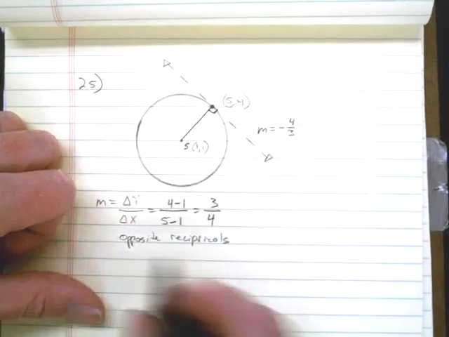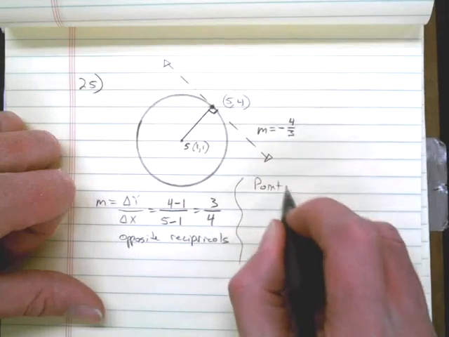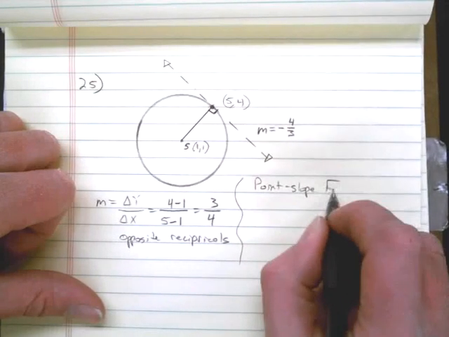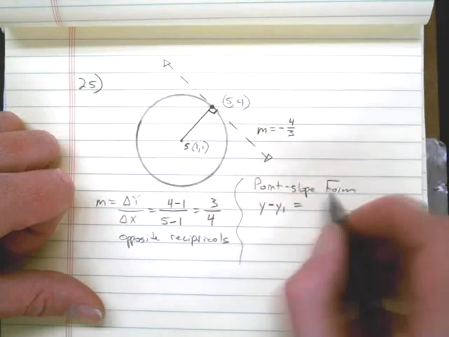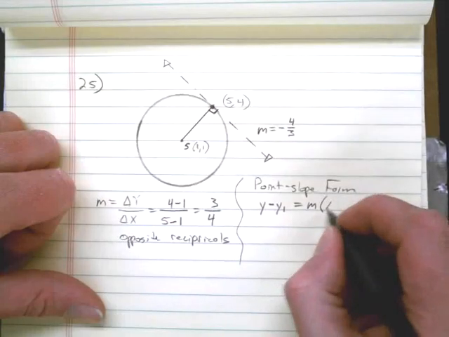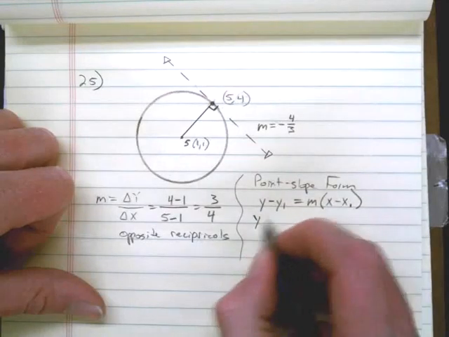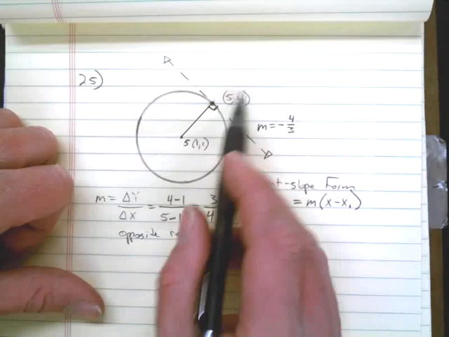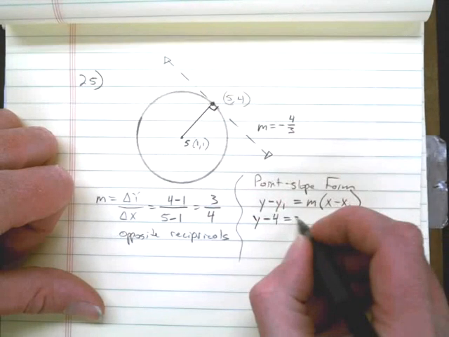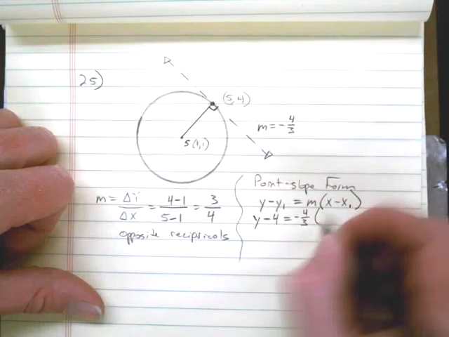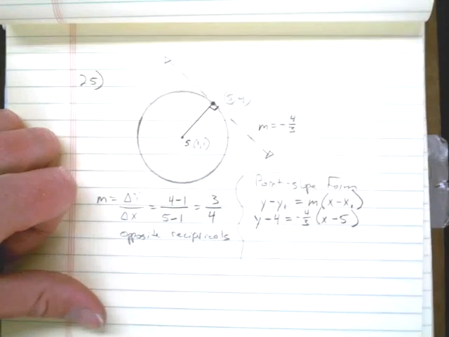So what we need to then remember is point slope form. Point slope form is y minus y1 equals m times x minus x1. Okay? So the y stays. y1 is 4. So y minus 4 equals our slope, which is negative 4/3, times x minus x1, which is 5.